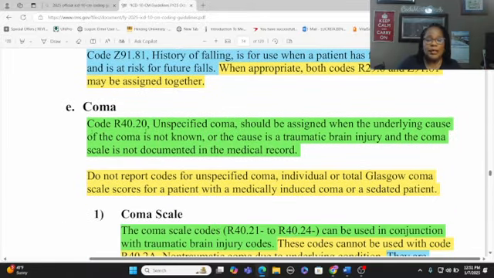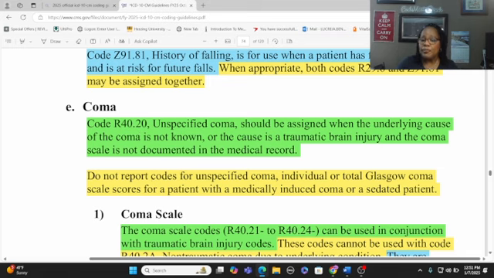Code R40.20, unspecified coma, should be assigned when the underlying cause of the coma is not known, or the cause is a traumatic brain injury and the coma scale is not documented in the medical record. So if you just have an unspecified coma, that's R40.20.